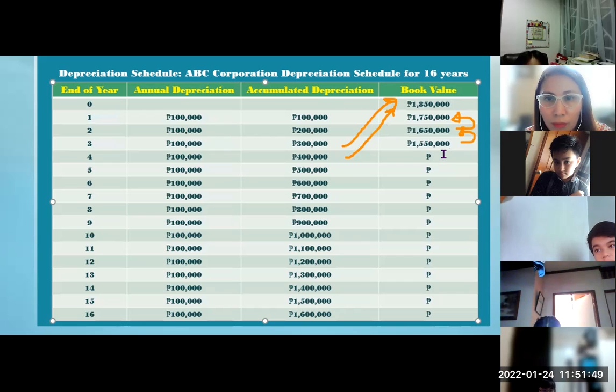Sorry, Patrick, nagka-calculate muna ako. Okay. Sige, I'll go back to you. Sige, later. Miss Miel, what's our fourth year book value?